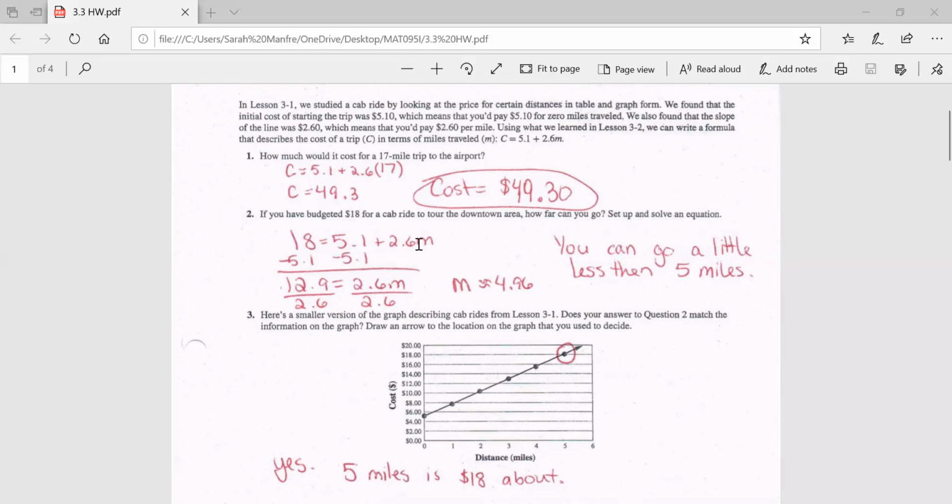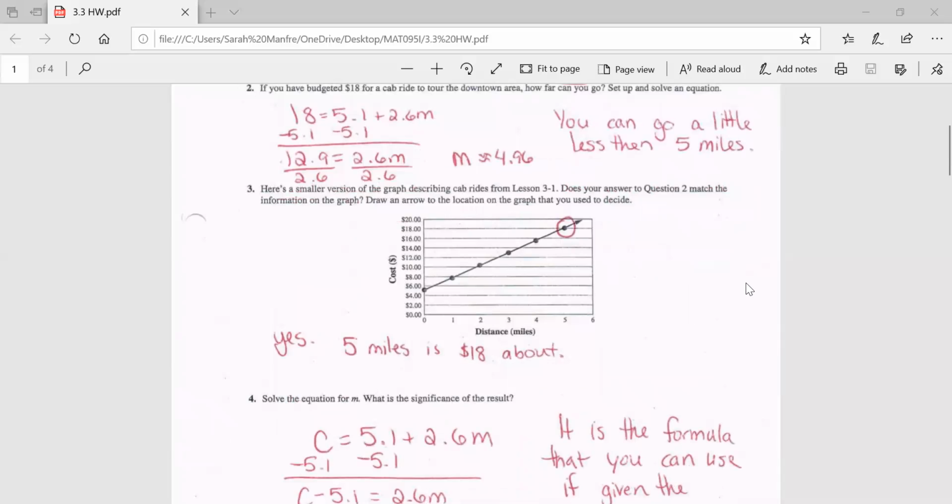Now we have to solve this equation for M. So first thing, to solve for M, I have to get rid of this 5.1. It's positive, so I'm going to subtract 5.1 from both sides. That gives you 12.9. And then because 2.6 is being multiplied into M, we have to divide both sides by 2.6. And 12.9 divided by 2.6 is approximately, that's what that symbol is, 4.96, which means that you can go a little bit less than 5 miles.